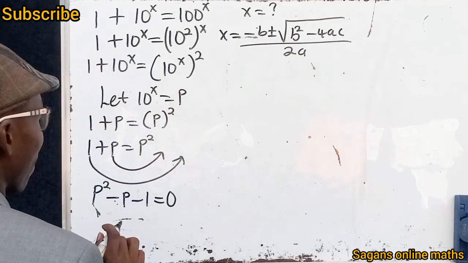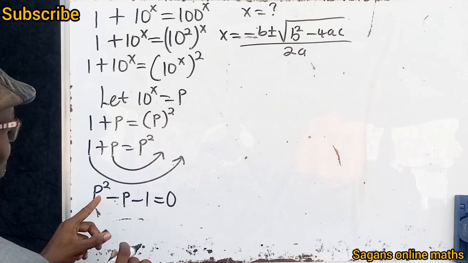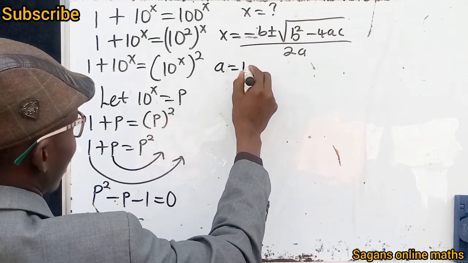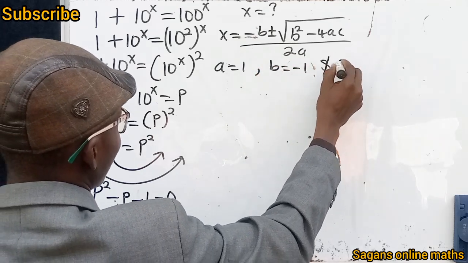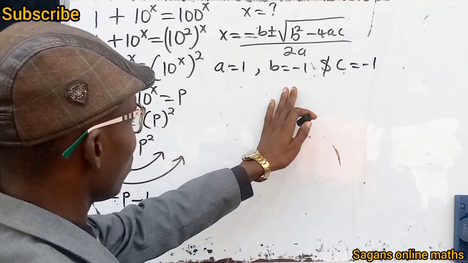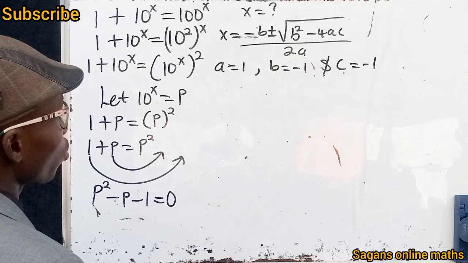Now here our a is 1, since the coefficient of p squared here is 1. Our a is equal to 1, our b is equal to minus 1, and our c is equal to minus 1. What you have to do is just substitute these values in this formula, then we have our p.